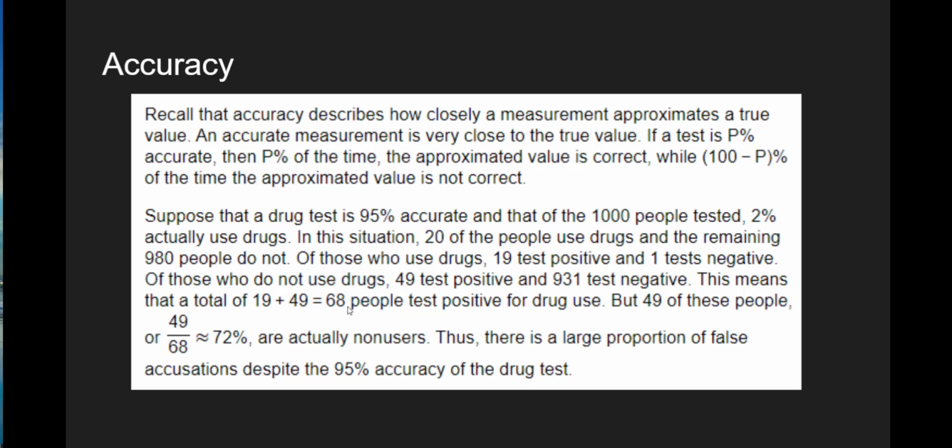However, of the 68, 49 of those people do not actually partake in drug use. Notice that 49 divided by 68 is 72%. This does seem like a high proportion of false accusations, despite the test being 95% accurate. Let's break this down further.